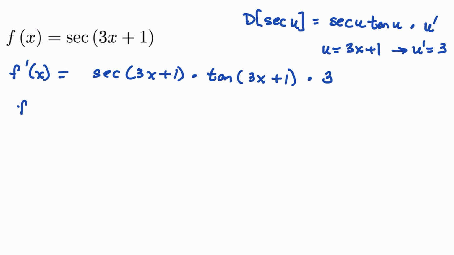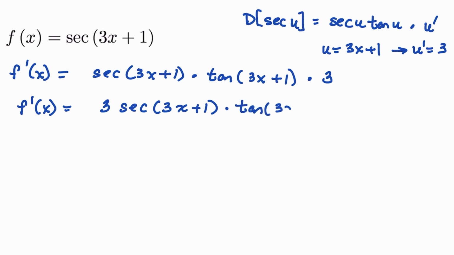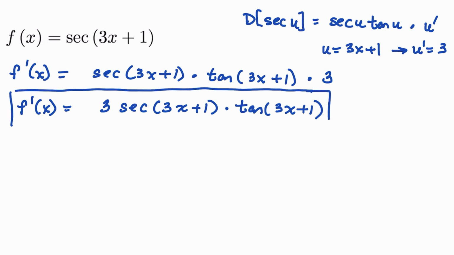And then one thing we normally do, we write the simpler factors out front, followed by the more complicated factors, which are in this case the trig functions. And this is the derivative of f of x equals secant of 3x plus 1.